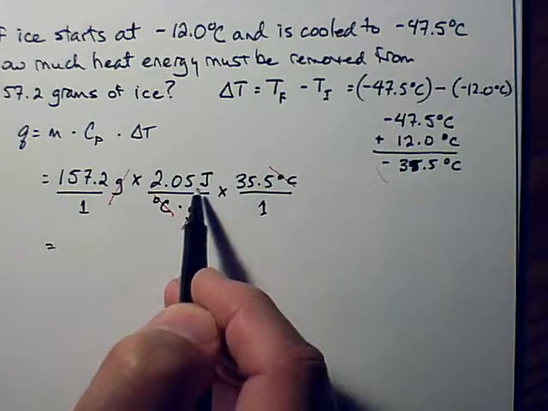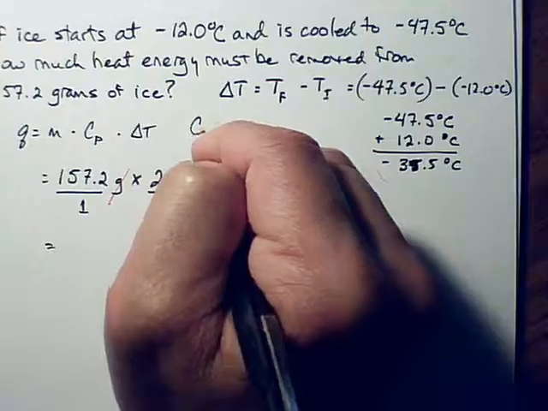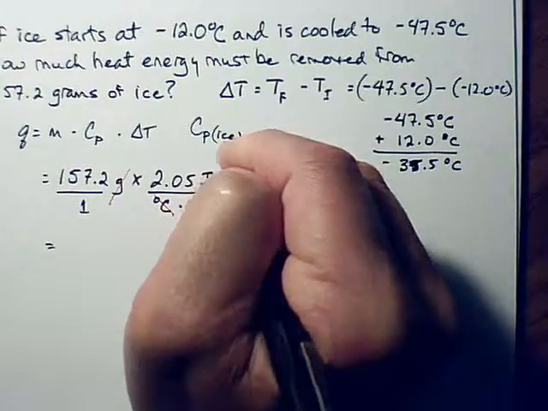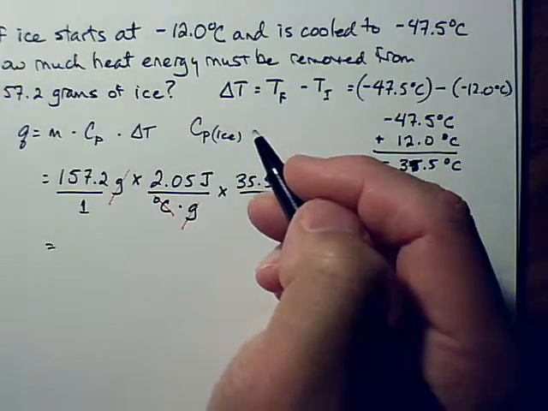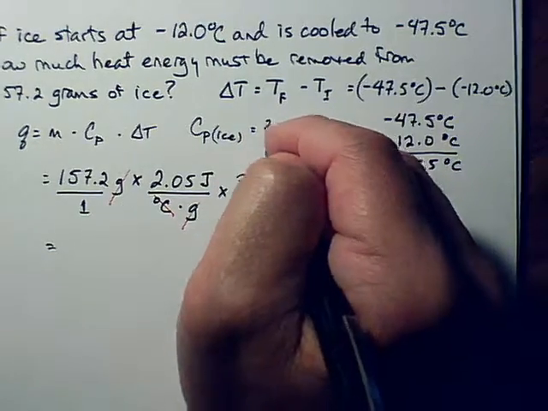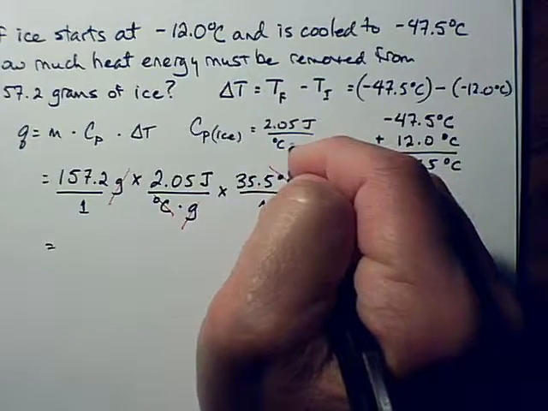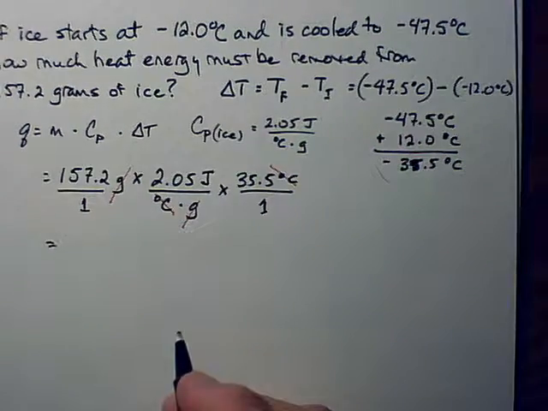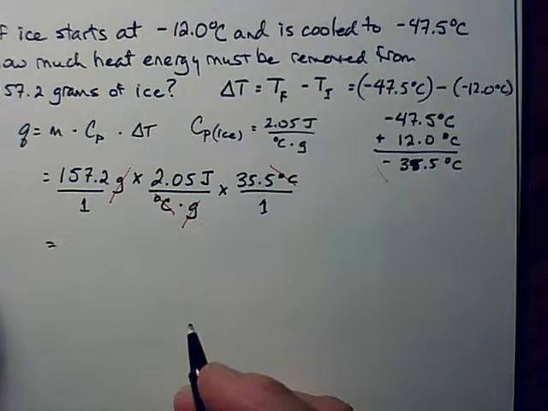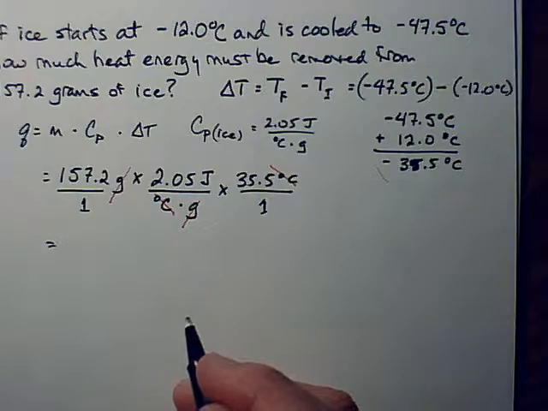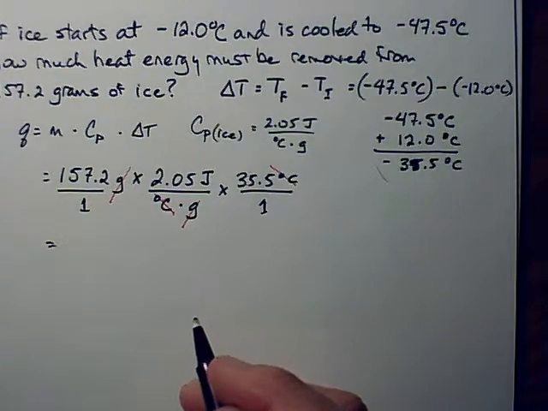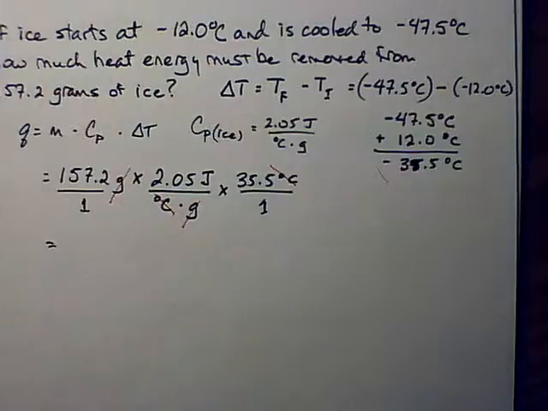For this number here, well, the specific heat for ice, did I not give you that number on your chart? Yeah, 2.05 joules per degree C per gram. You probably looked at the wrong one, or did you write it down wrong? Okay, well, make sure you change that. I mean, I will give you the specific heats on the test, but you still have to know where they fit. Okay?